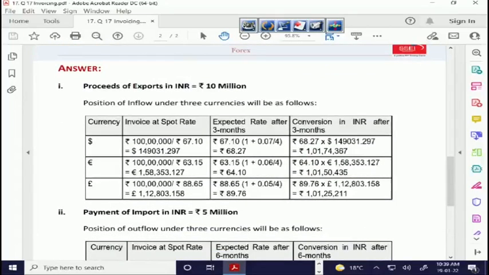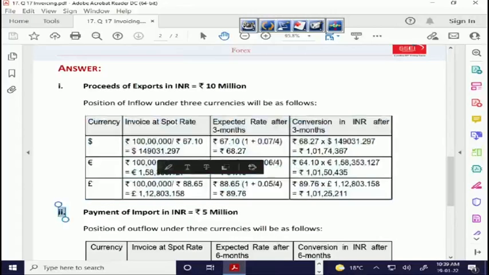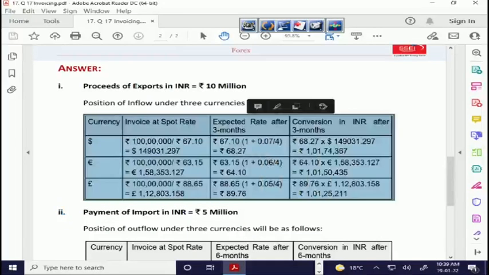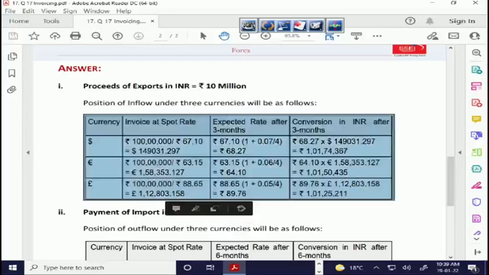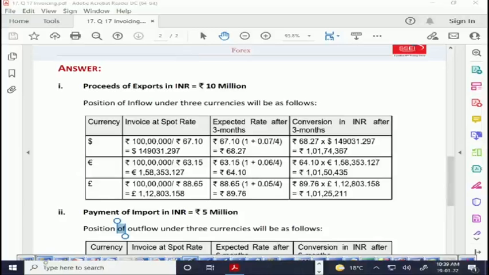Now you should try to show the same presentation. So you can see in the second column, invoice, they are finding out the invoice amount, which is the 10 million divided by spot rate. In the next column, they are multiplying that with the forward rate. So they found out the forward rate. In the last column, they are multiplying the first column and the last column. So you should show it in this manner only. It is better, safer.